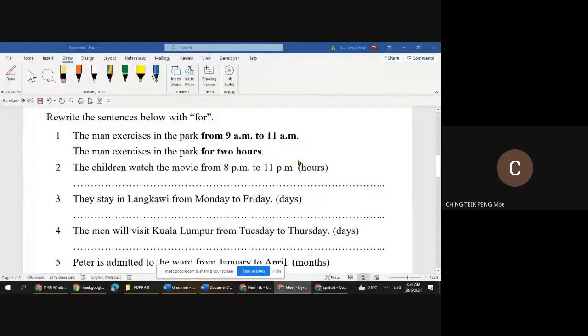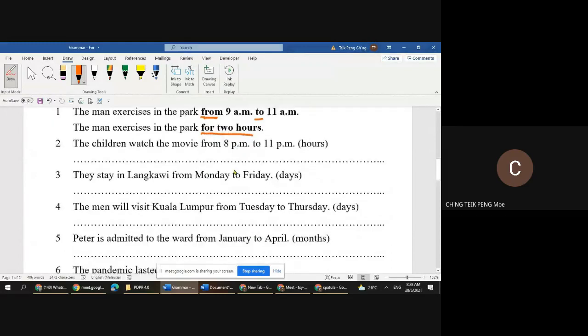We can say from 9 a.m. to 11 a.m. Okay, you have to remember the pair. It's from and to. Dari 9 a.m. sampai 11 a.m. From and to. And then you can use another way to write about time. You can say for 2 hours. All right. So you will have to rewrite the rest of the questions with for.